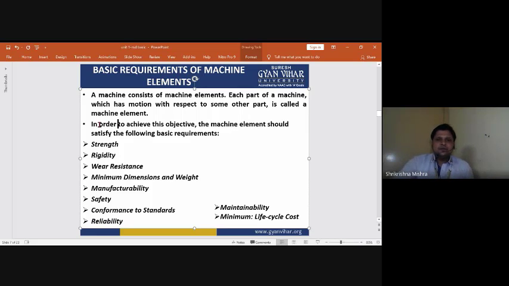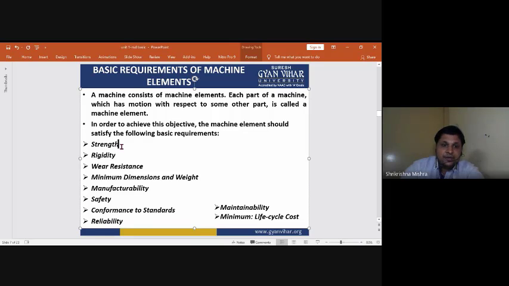In order to achieve this objective, the machine element should satisfy some requirements. So, what are those basic requirements which the machine element should satisfy? First is strength, very important. Any machine element which is used in designing of a machine should have adequate strength. Strength means it has the ability to withstand or bear the external forces. In strength comes its tensile strength, compressive strength, shear strength. These all strengths should be there in the material used for making the machine element.